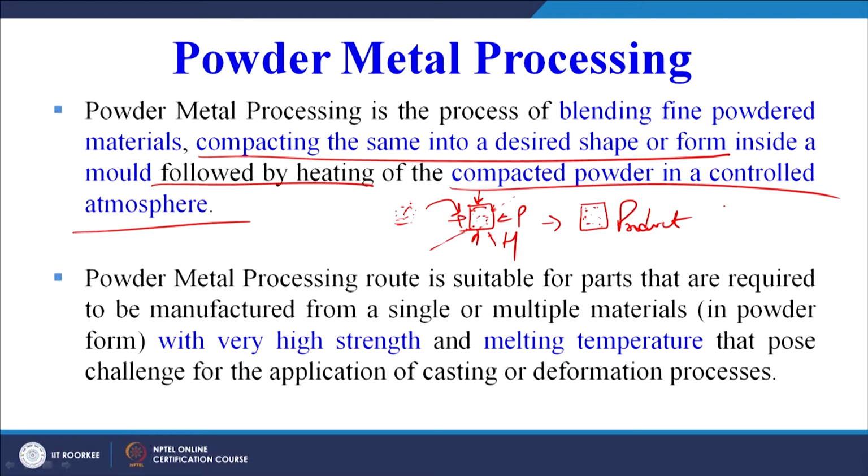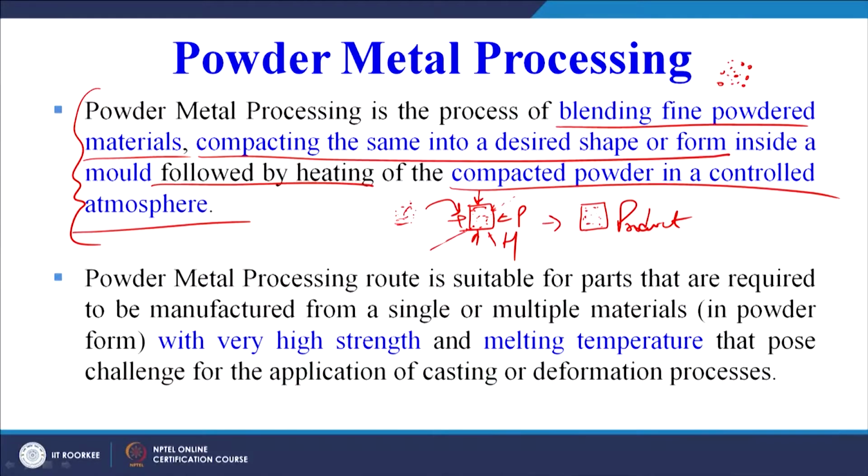Again, I will read whatever is given in the very first point because it summarizes the whole process. Powder metal processing is the process of blending fine powdered materials. So, the raw material is fine powdered material. It can be a combination of 2 powders also, it is not only a single powder. So, blending fine powdered materials, you can blend 2 or 3 different types of powders, compacting them into a desired shape or form in the mold or die, followed by heating of the compacted powder in a controlled atmosphere. So, we do this compaction under the controlled atmosphere.